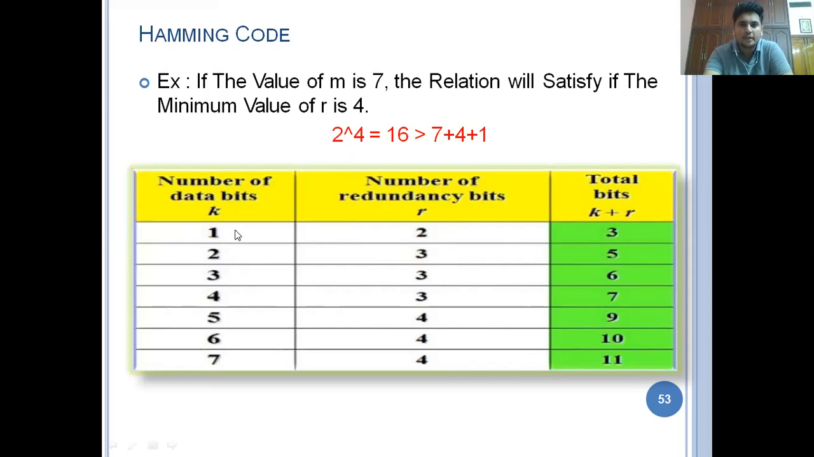So the number of data bits k is 1, 2, 3, 4, 5, 6, 7. The number of redundancy bits is 2, 3, 3, 3, 4, 4, 4. So for 1 data bit, 2; for 2, 3; for 3, 3; for 4, 3; for 5, 4; for 6, 4; and for 7, 4. The total bits is k plus r, that is, the number of data bits along with the redundancy bits: 3, 5, 6, 7, 9, 10 and 11.